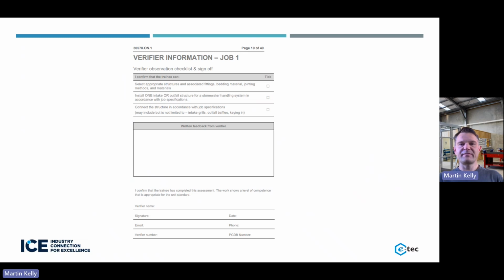Let's look at the verifier sheet. First, read through the verification information to ensure you understand it. If you don't understand, you won't be able to provide the correct information to your trainees. When you are completing this sheet, remember to tick all the boxes above the comment section. The trainee must complete all the tasks listed. If you don't tick any of the boxes for the assessor, this means that the student hasn't completed all the requirements. Use the written feedback section to add comments.